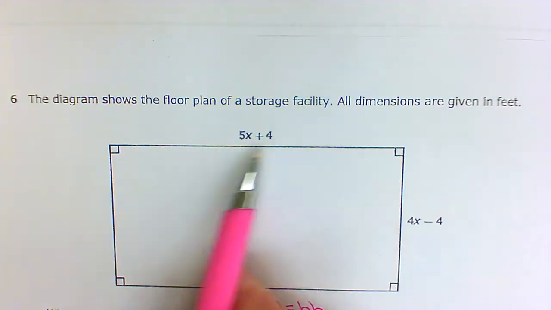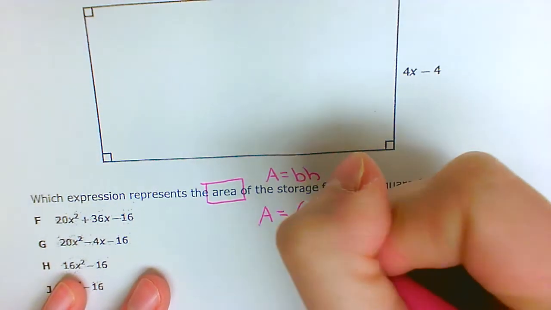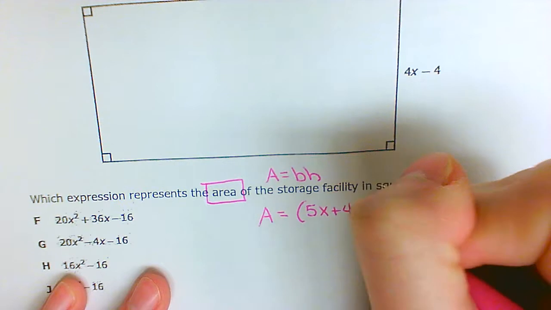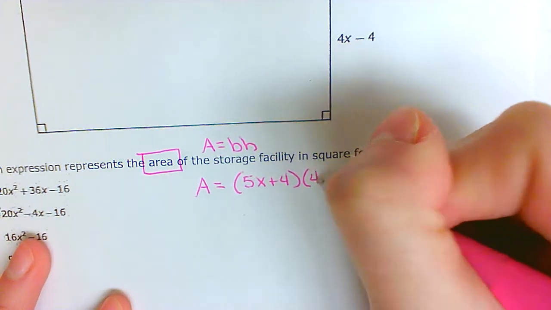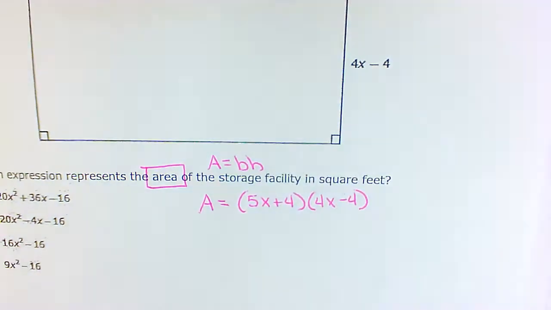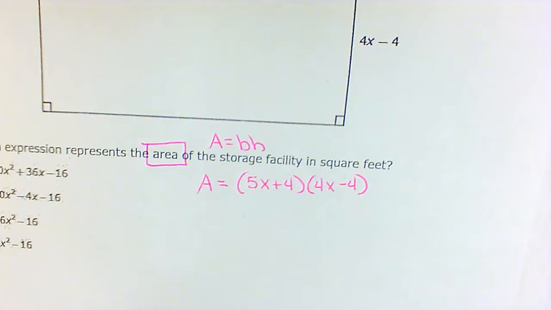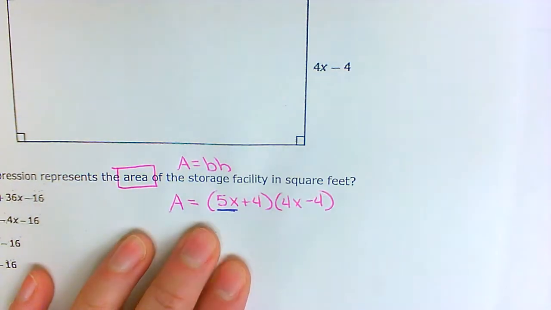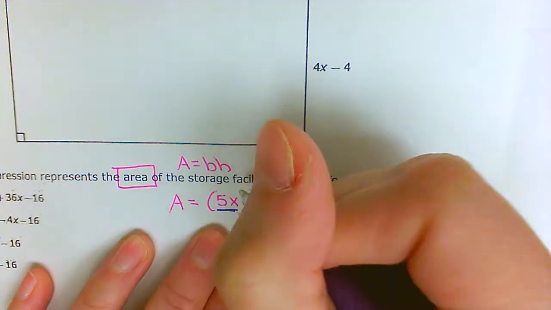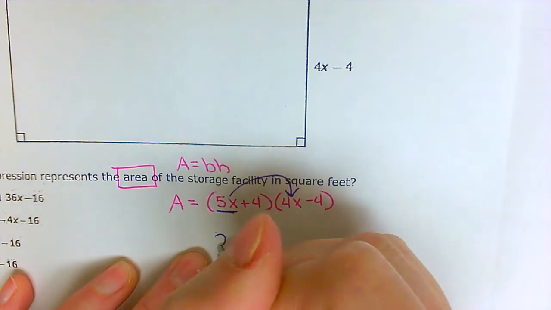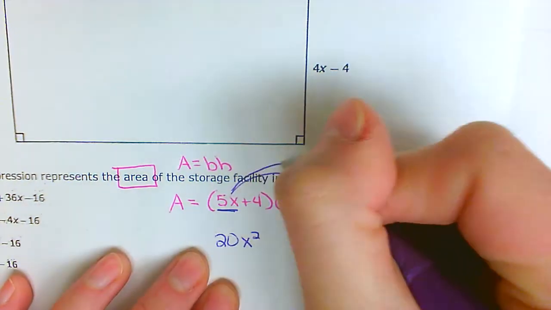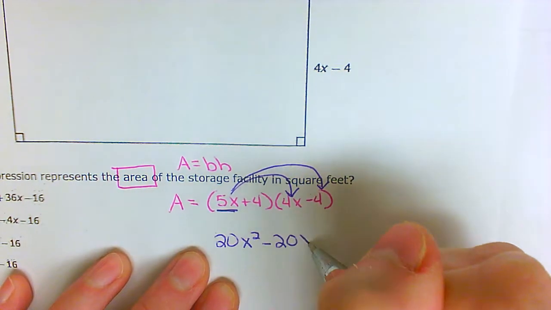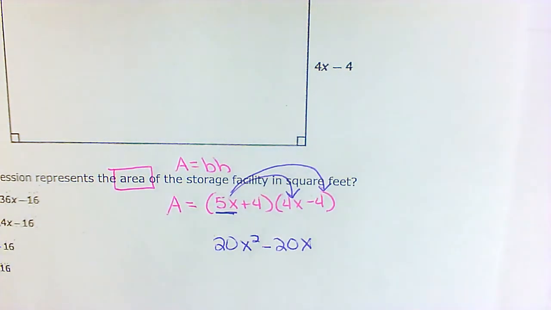The base of this rectangle is talking about 5x plus 4, so I'm going to put that inside parentheses when I replace the b. And the width is 4x minus 4, so I also need to put that one in parentheses. Okay. So in order to multiply these two things together, it's 2 terms times 2 terms. That's the FOIL process. So I start by taking 5x and multiply it to everything in the other set of parentheses. 5 times 4 gives me 20. I'm multiplying 2 x's together, so that's 20x squared. 5x times negative 4 is negative 20x. Don't forget about the x because it is important.